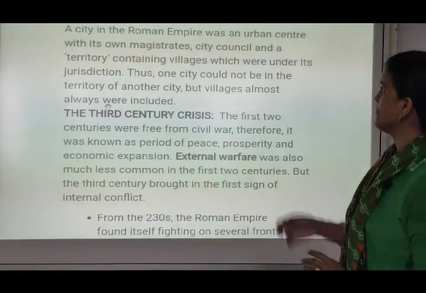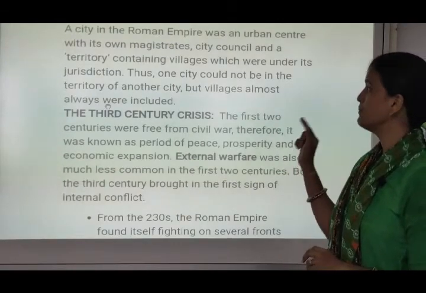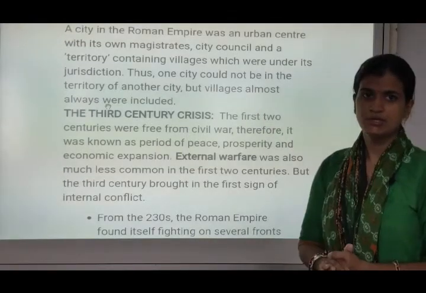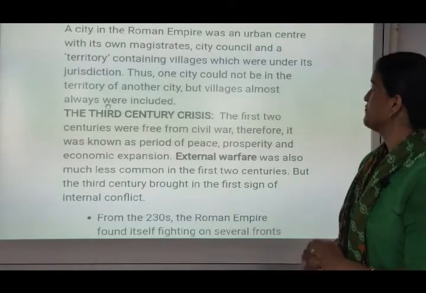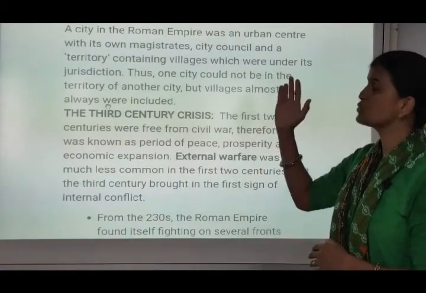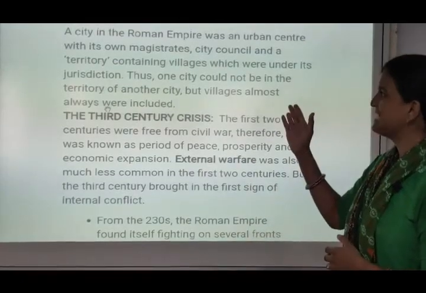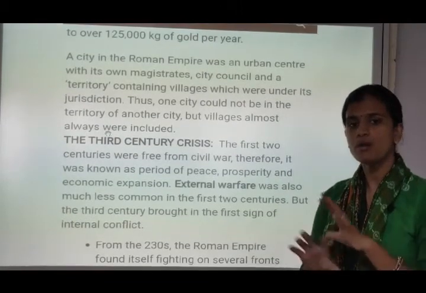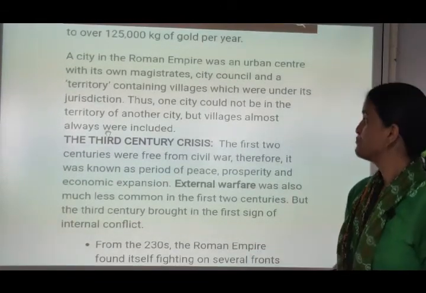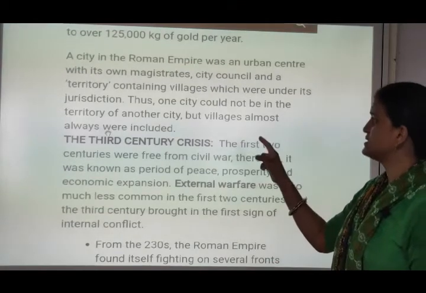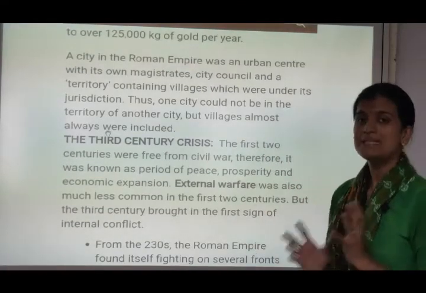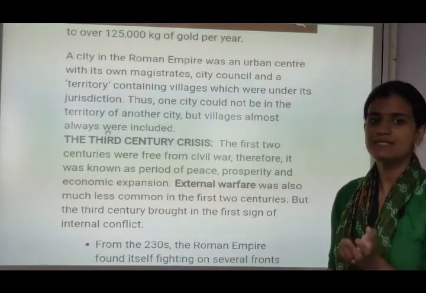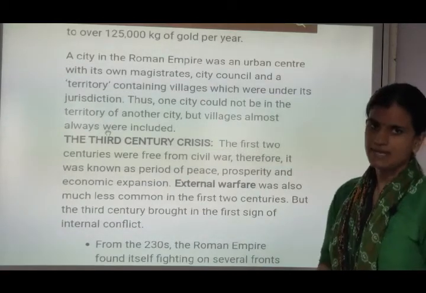A city in the Roman Empire was an urban center with its own magistrates, city council, and a territory containing villages which were under its jurisdiction. It also had its own courts, and all of these were controlled by the Roman Empire. Thus one city could not be in the territory of another city, but villages almost always were included. The smaller villages were included in this part.